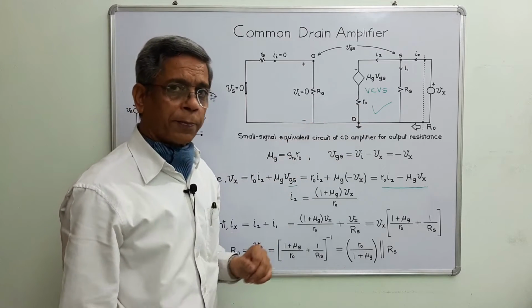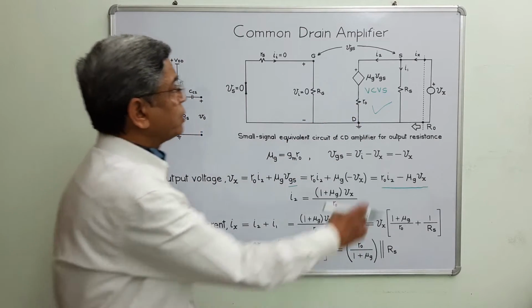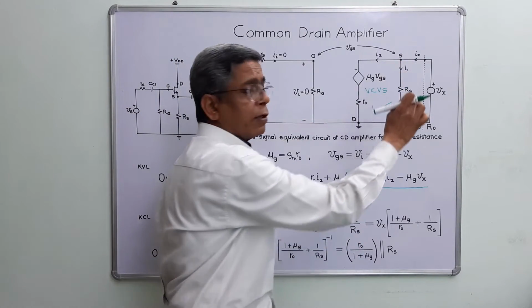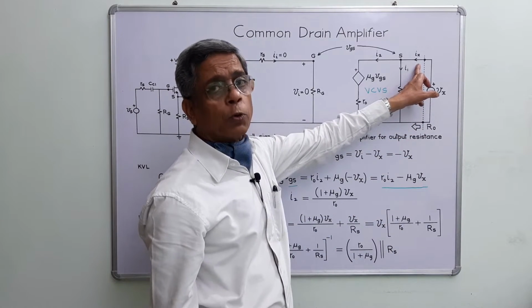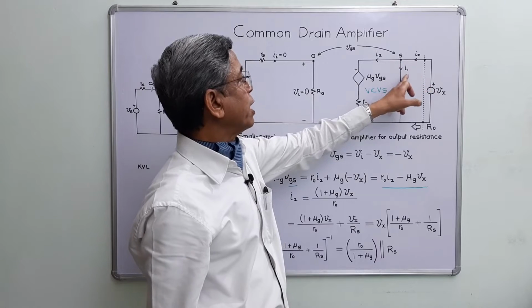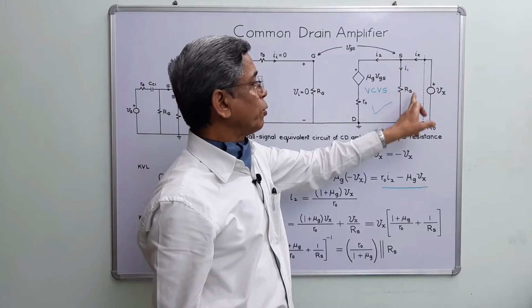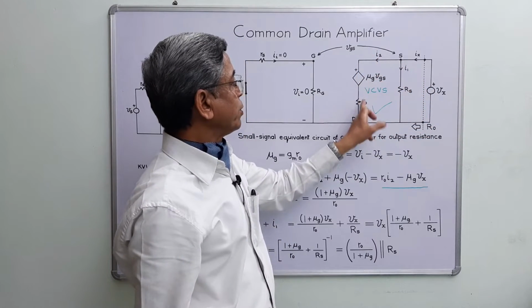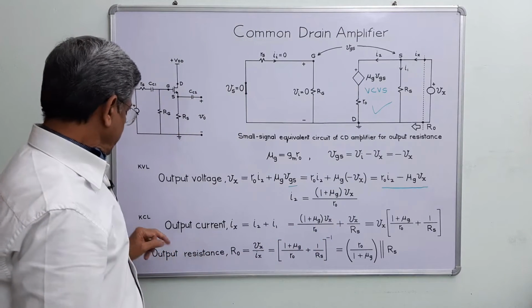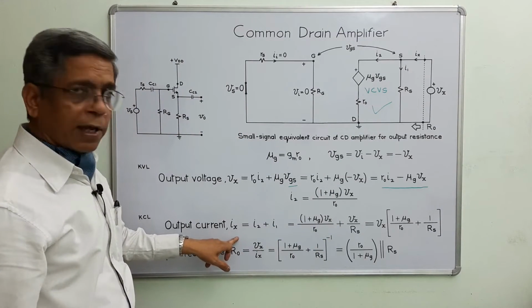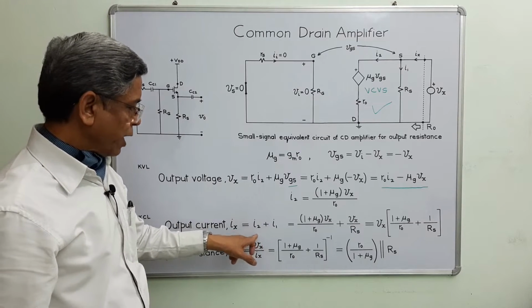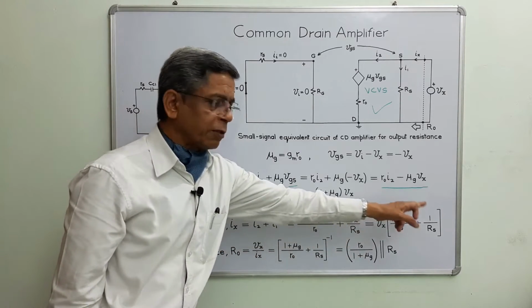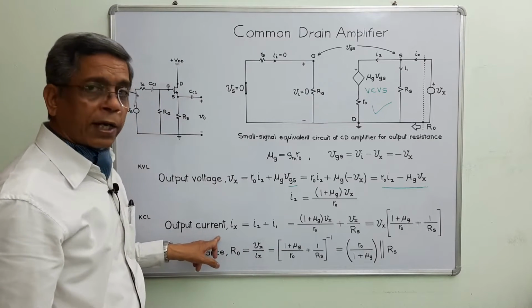At this point, the source point, using Kirchhoff current law, the output current Ix is equal to the sum of I1 and I2. I1 is passing through the source resistor, I2 is passing through R0. So output current Ix is equal to I2 plus I1, and writing the expression for I2 and I1, this is the expression for output current Ix.